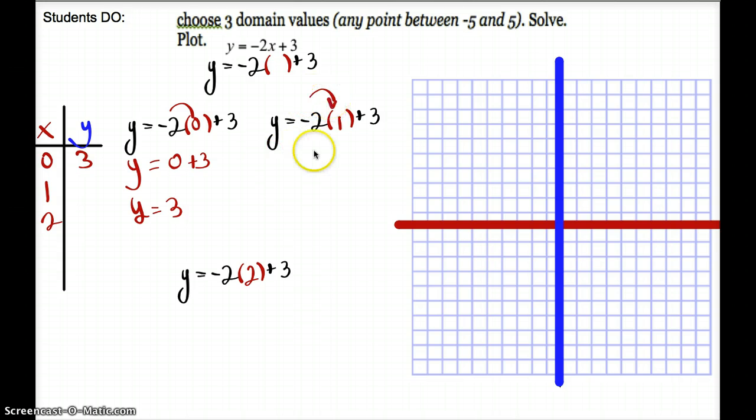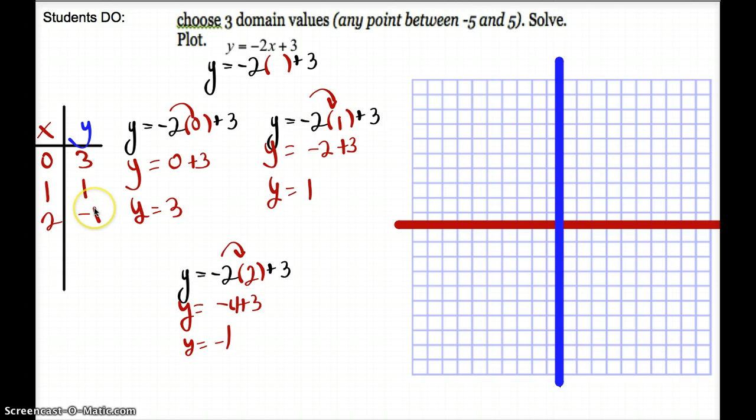-2 times 1 is -2, plus 3. Again, multiplying by 1 is as easy as 0. Y equals 1. One last time. -2 times 2 is -4, plus 3. Y equals -1. Okay, so I do see a pattern here. I'm not sure if you've identified it just yet.